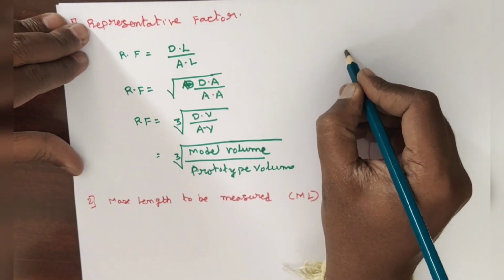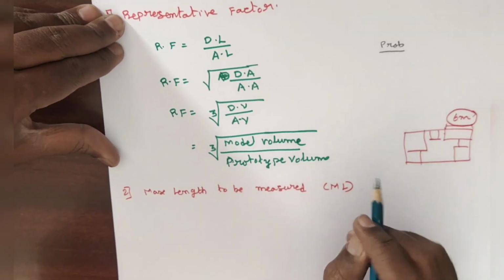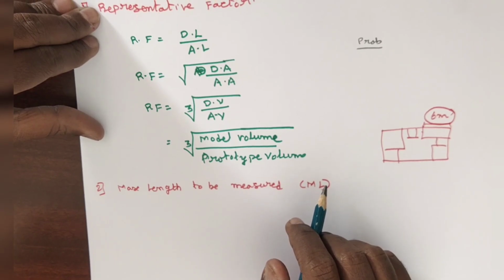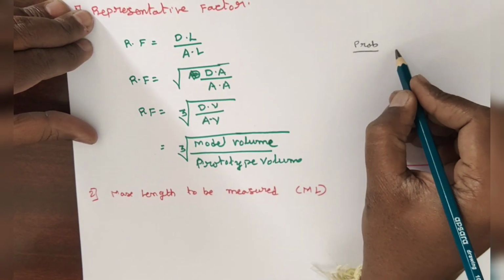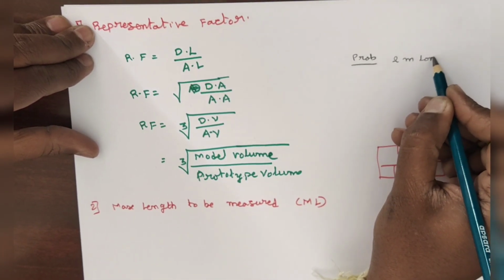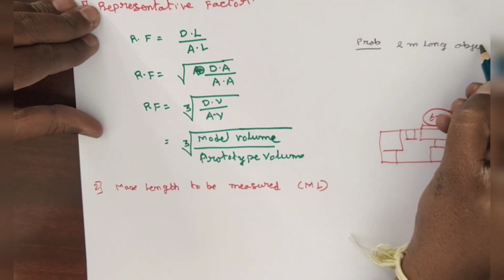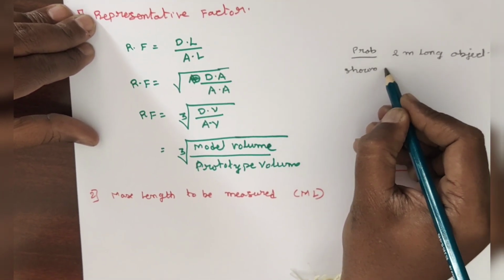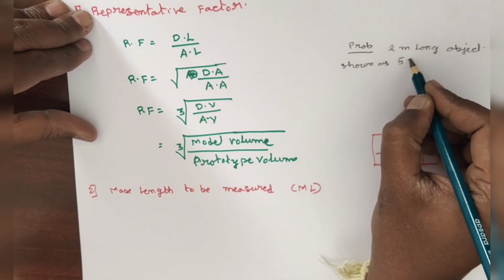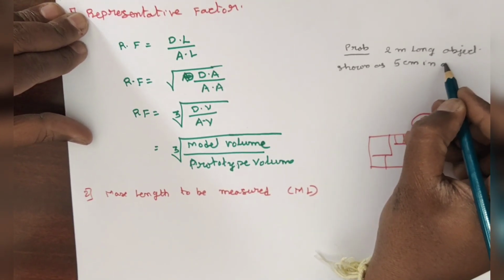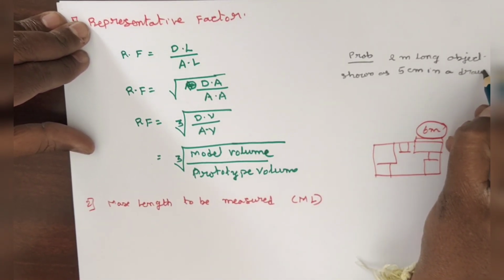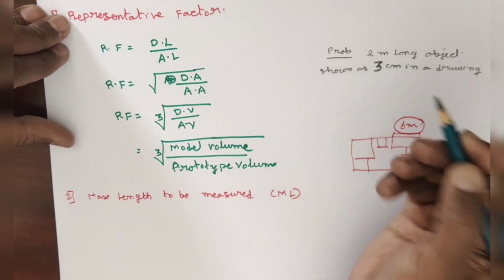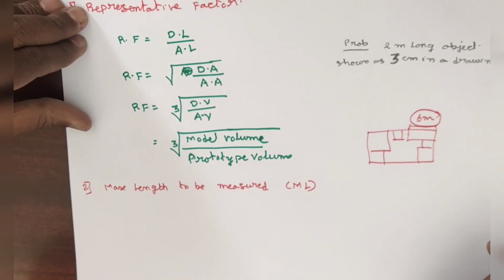What is the problem we are considering? Let us consider the problem: a 2 meters long object is represented as 5 centimeters in a drawing. Or you may consider 3 centimeters also, no problem. Something they will give, say 3 centimeters in a drawing.